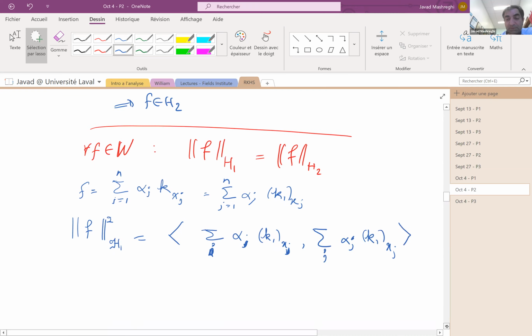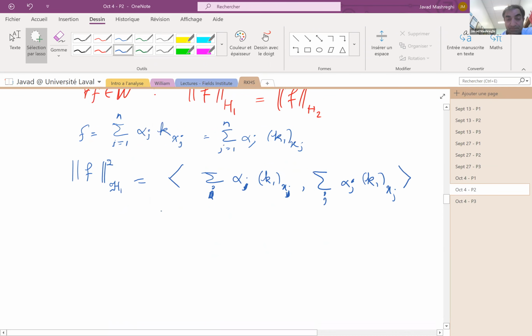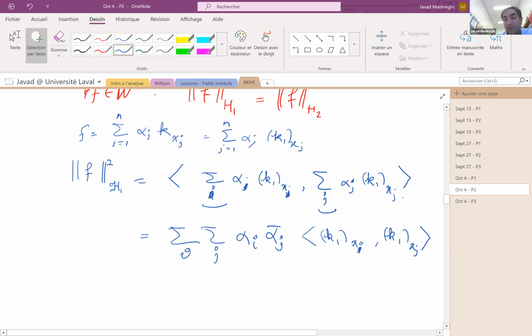And when we develop the summation, the inner product, we can take this out and take this out because it's a finite sum. Sum over i, sum over j, alpha i, alpha j, k1 at point xj, index xj, and k1 index x. Everything is in H1.